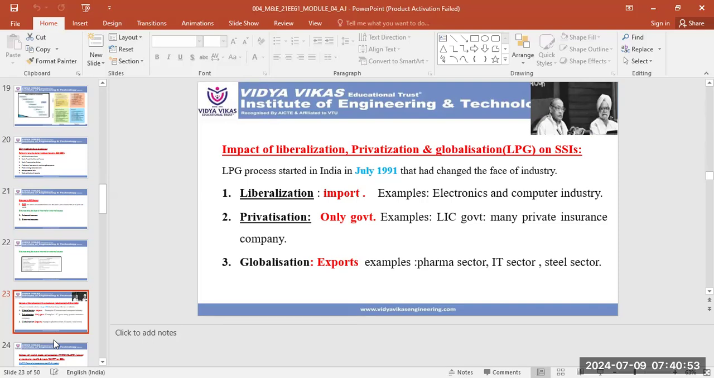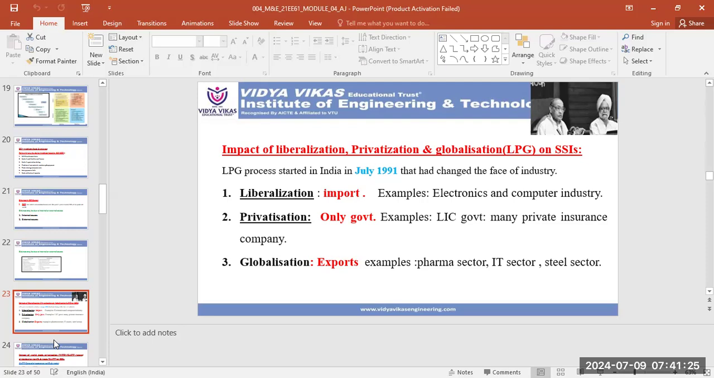Liberalization had made the import of scarce and non-available raw material easy. This had led to many new openings. New entrepreneurs have started many small-scale industries, which otherwise was not possible due to non-availability of certain raw materials and resources. Liberalization helped in getting them from abroad and using them. Example, electronic and computer industries, like Infosys and so on.